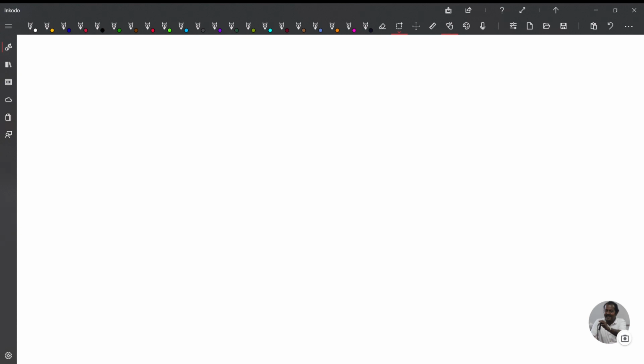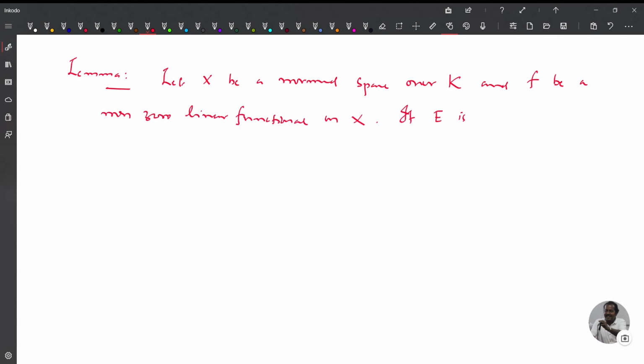Today we discuss the Hahn-Banach separation theorem, and for that we first discuss a supporting lemma. Let X be a normed space over K and f be a non-zero linear functional on X. If E is an open subset of X, then f(E) is an open subset of K.